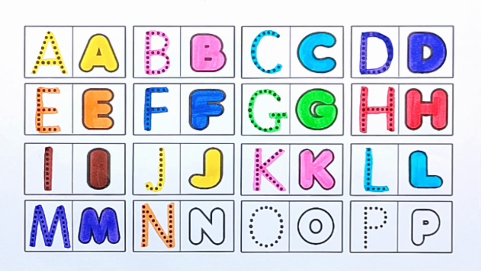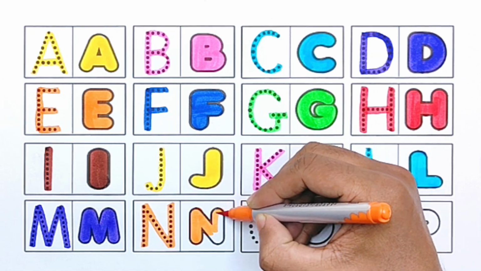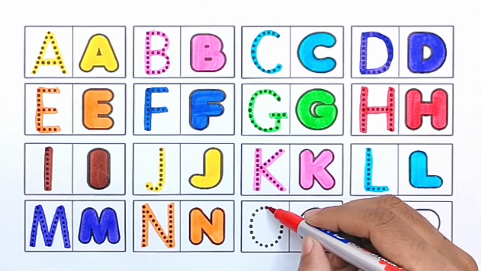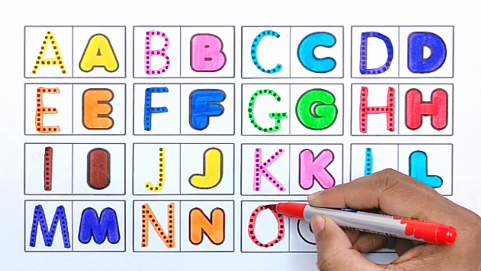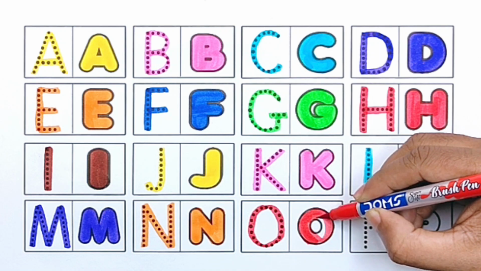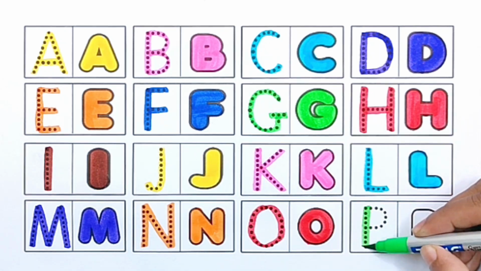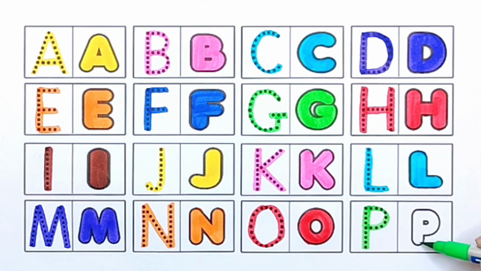N for nuts. N for noodles. Red color. O for onion. O for orange. Light green color. P for pineapple. P for pencil.